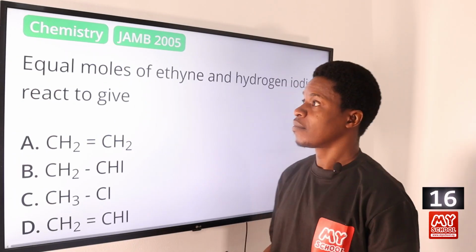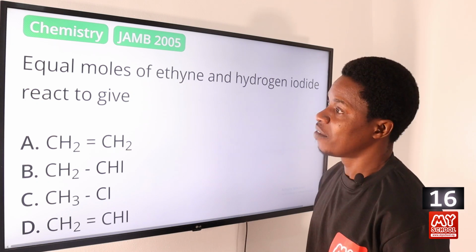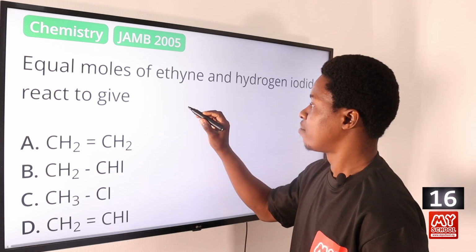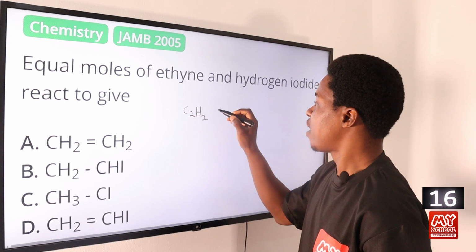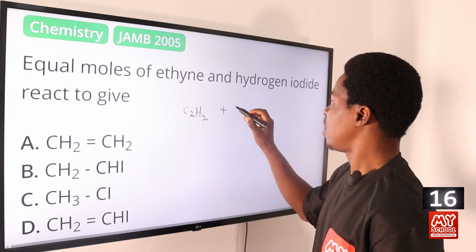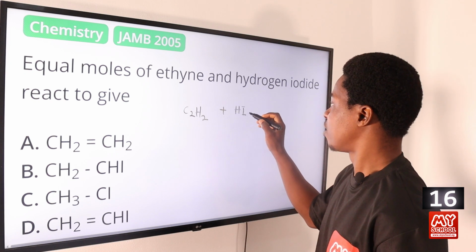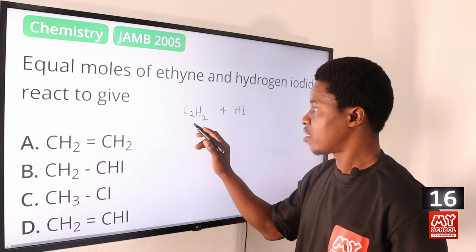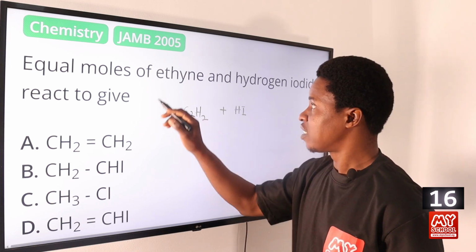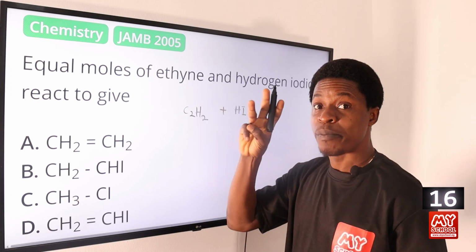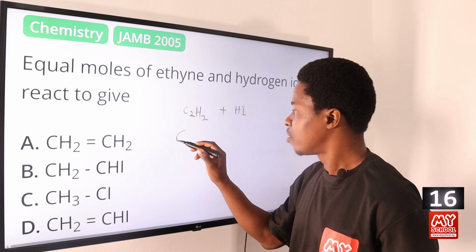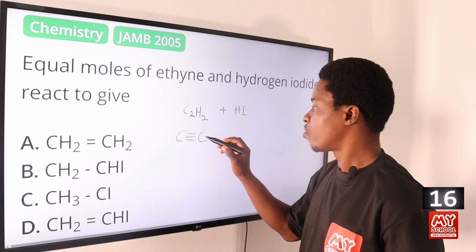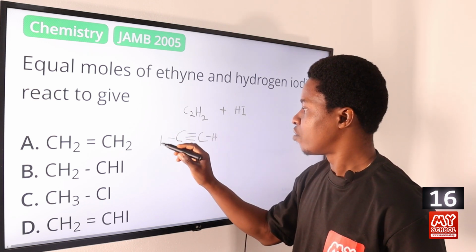Question number 16. Equal moles of ethyne and hydrogen iodide react to give what? Ethyne, of course, we know is C2H2, reacting with hydrogen halide, that is HI, to give what? To help us understand this, let's draw the structure. Because it's ethyne, it has a carbon-carbon triple bond because it's an alkyne. So we have a carbon-carbon triple bond, 1, 2, 3. Then we have 2 hydrogens, one here and one here.